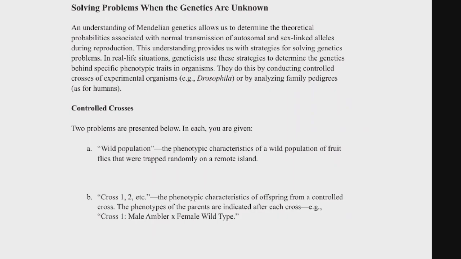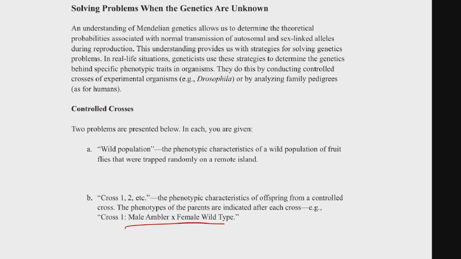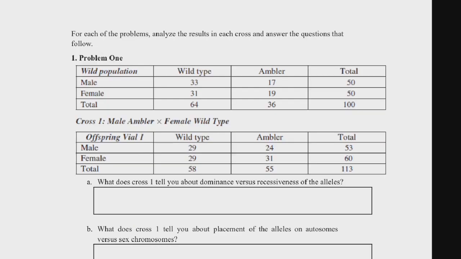Two problems are presented, and each is given a wild population that has the phenotypic characteristics of a wild population of fruit flies that were trapped randomly. Then in B, crosses 1 and 2 and on, the phenotypic traits of offspring from a controlled cross are seen, and the phenotypes of the parents are indicated after each cross. This is just showing us how they're going to set it up. Read out loud, it sounds a bit confusing, but it's a lot easier when you just have the pen and squares in front of you. So for problem one, we have the wild population, and then what it looks like when it's crossed.